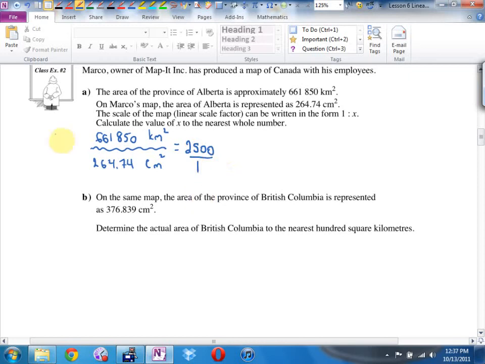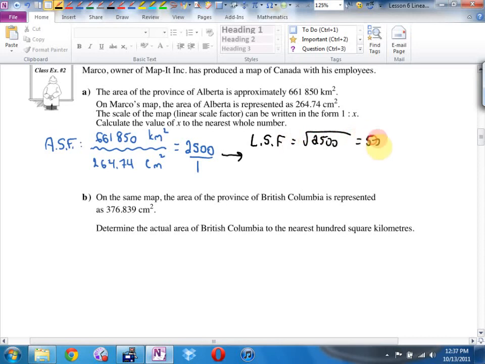If that's the area scale factor, what's the linear scale factor? How do we go backwards and find the linear scale factor? It's either squaring or square rooting. Which one? Square rooting. Okay. So the linear scale factor is going to be the square root of 2,500. I think this will work out evenly. 50? Yes. The linear scale factor, the map is 50 times bigger.